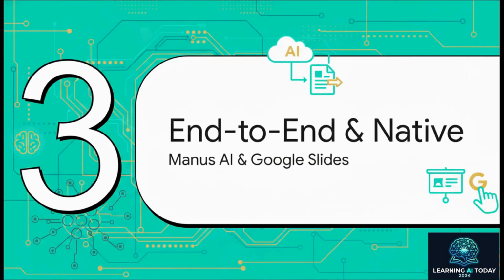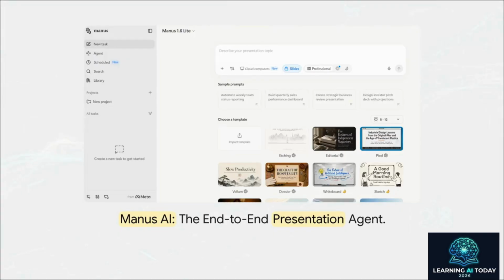Let's look at Section 3, End-to-End Agents and Native Integrations. Now, what if you just don't want to make that trade-off manually at all? Well, if NotebookLM is your researcher, Manus AI is basically your full-time end-to-end presentation designer. This thing is not just a simple slide generator, it is a fully autonomous agent. You type in a broad topic, you take a step back, and Manus just takes the wheel. It researches the topic, writes the outline, picks the best layouts, and automatically builds every single visual for you.